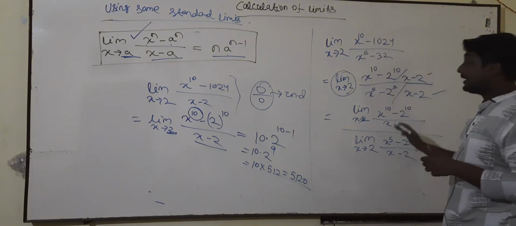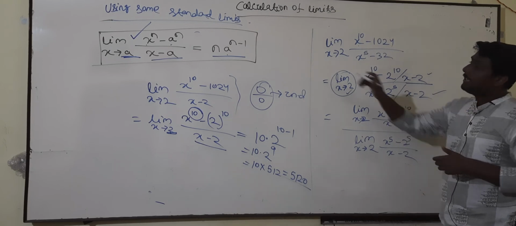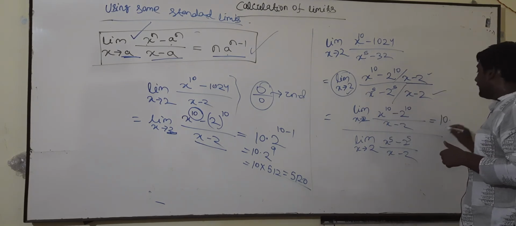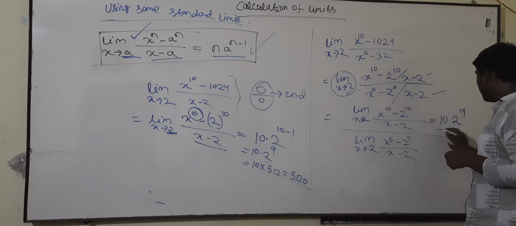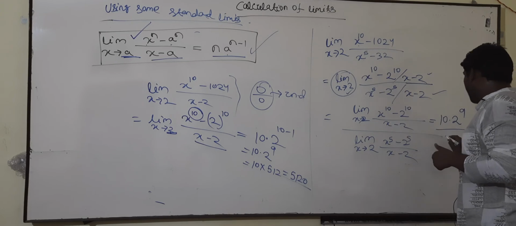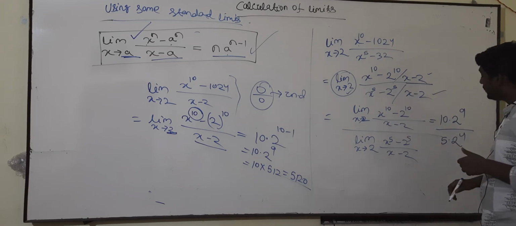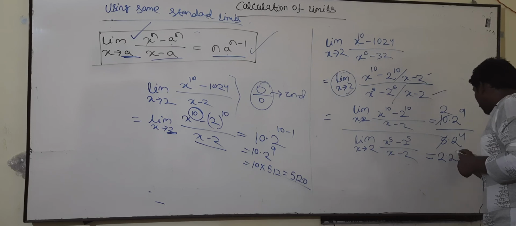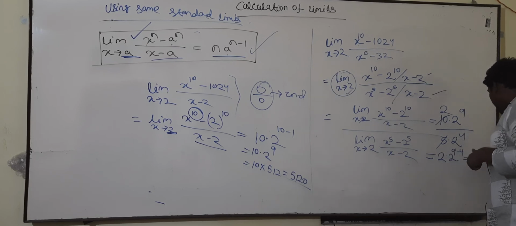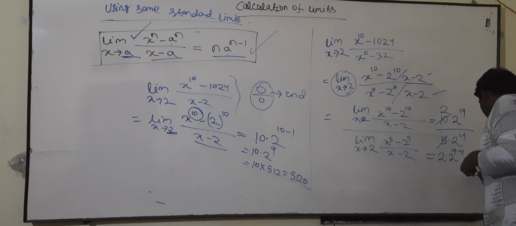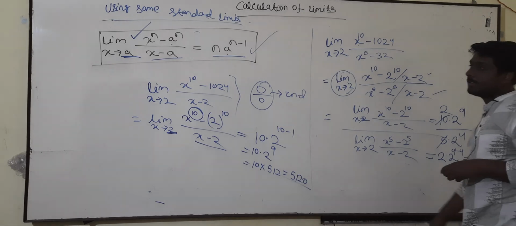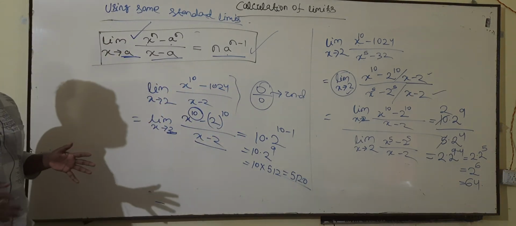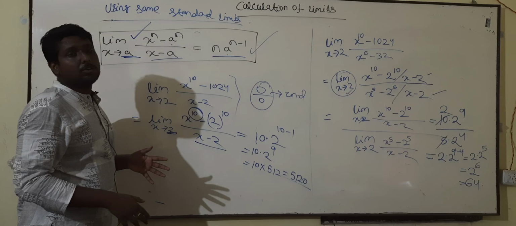And now you can observe that this is in the required format. So the value for the numerator will be n into a to the power n minus 1, divided by the denominator, which is also in that format, n into a to the power n minus 1. So this will be 10 into 2 to the power 9 divided by 5 into 2 to the power 4, which is 2 into 2 to the power 5. So the value will be 2 to the power 6, which is nothing but 64. So write this down, and with this we will end this video, and in the next session we will be dealing with the standard limits of trigonometric values. Thank you.